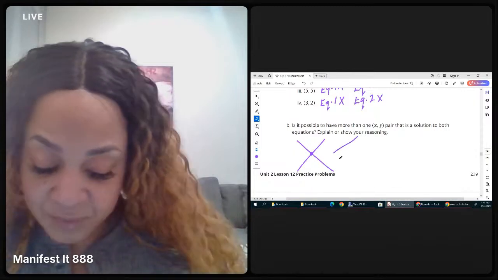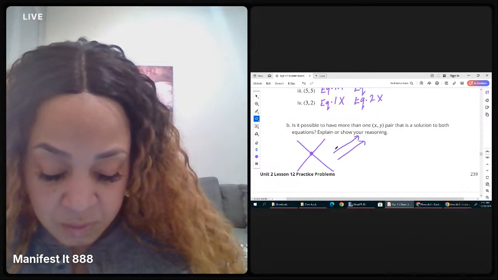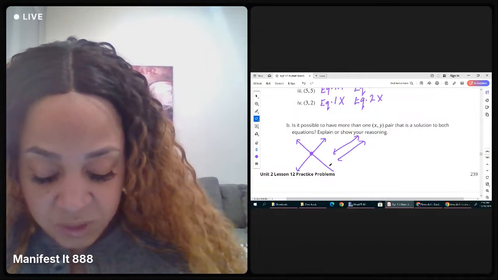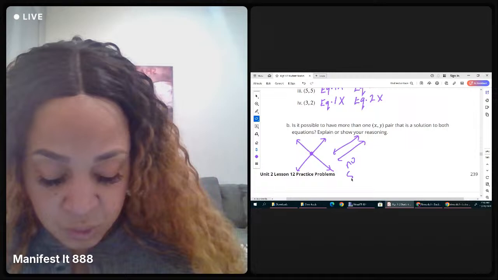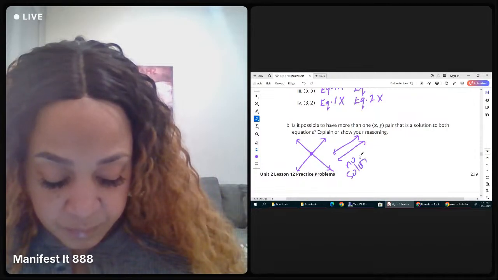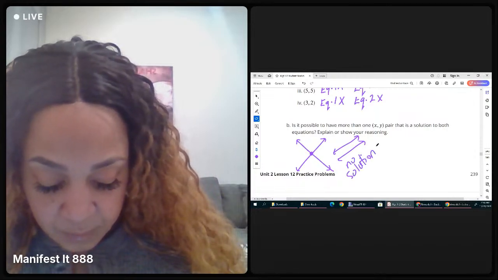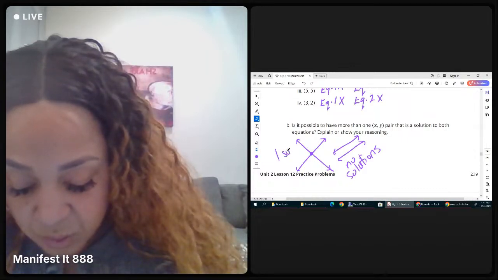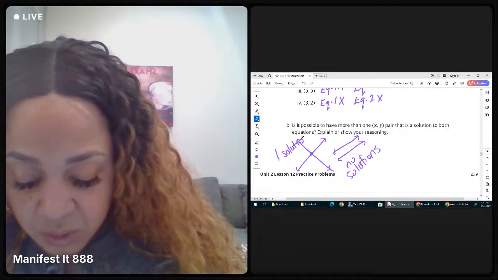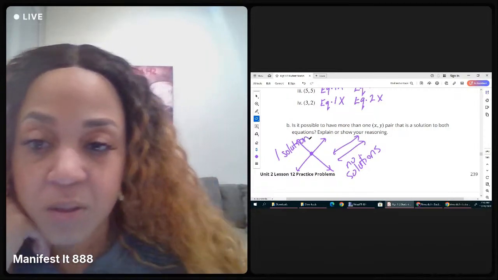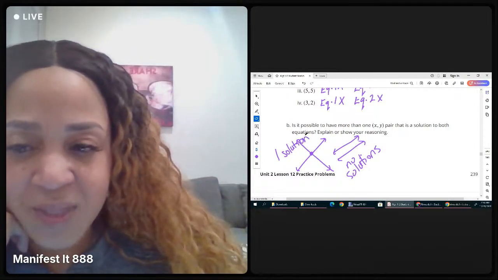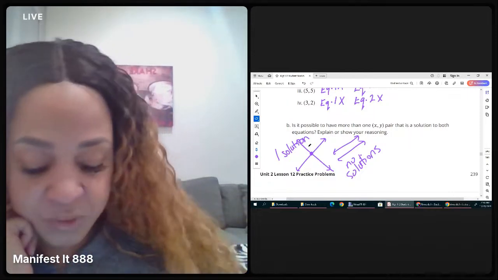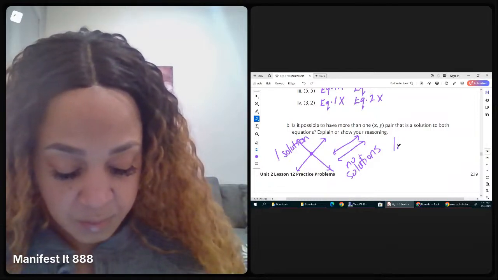It's possible that they have no solution, right? If they don't intersect, or in this case, they have one solution. So no solutions, and at most is one solution. The solution is the point of intersection. So is it possible that two lines can intersect more than once? Absolutely impossible.